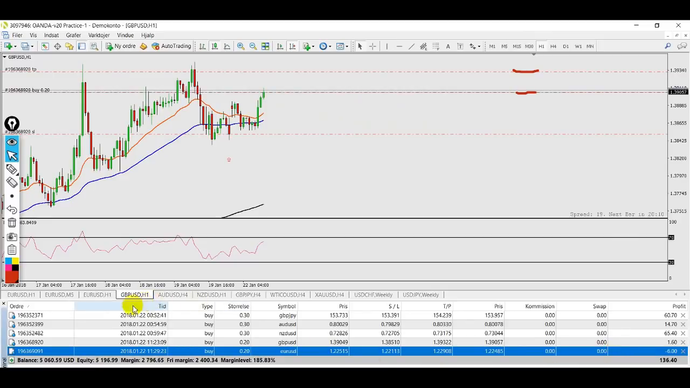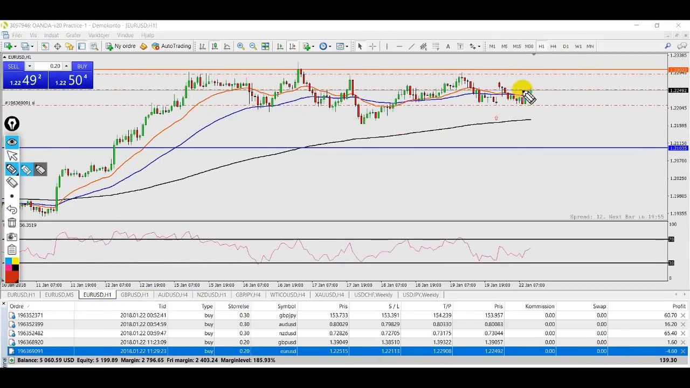The last one is Euro USD. I went to trade right at this entry. My stop loss is right here under these two MAs, and I am looking forward to take profit right at these tops, right at this structure here.